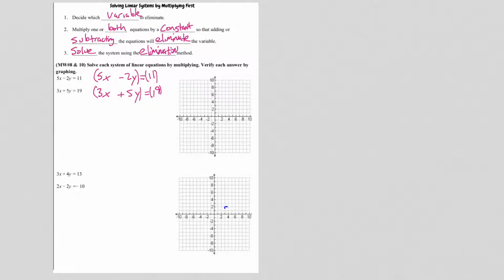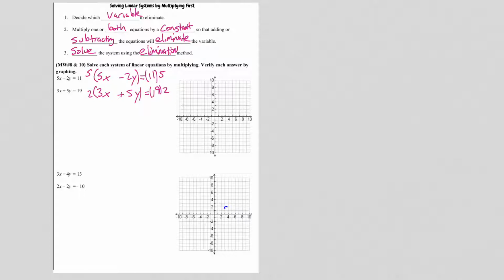They both go into 10. So I'm going to multiply this top equation, both sides, by 5. That's going to get a negative 10y eventually on the top. This bottom equation, to get to a positive 10y, I'm going to have to multiply everything by 2. When I do that, I'm going to rewrite the new equations for the purposes of elimination in purple.